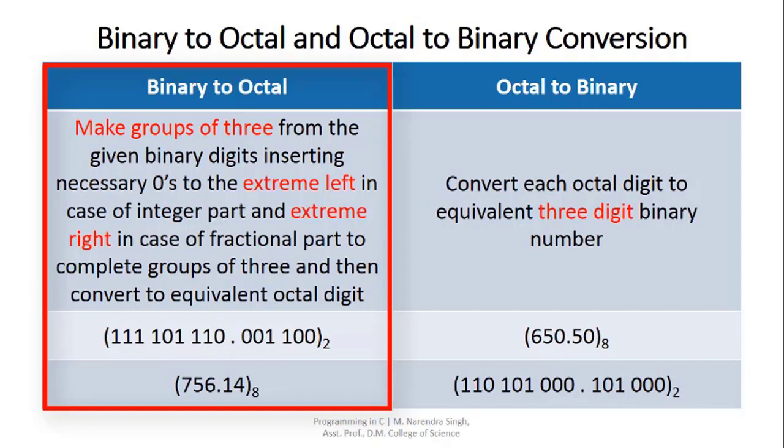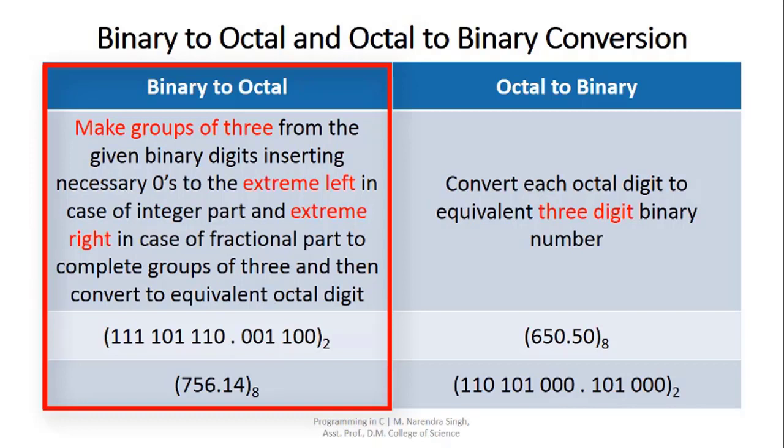Now let us convert the second group of 3 binary digits, 101. Its decimal equivalent is 5, so its octal equivalent will be 5. Now let us convert the third group of 3. Its decimal equivalent is 6, because 4 plus 2 plus 0 is 6, so its octal equivalent will be 6 only. Then the point will come, and the next group of 3 binary digits after the radix point is 001.